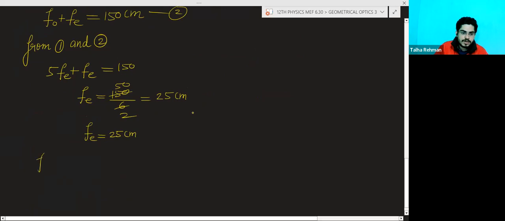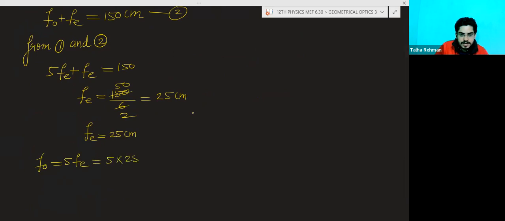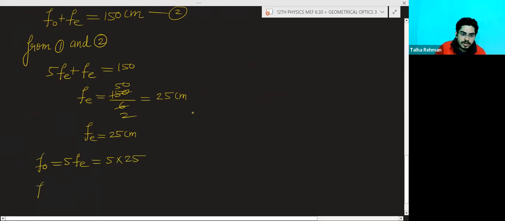So you have FO is equal to 5 times FE. 5 times FE is 25, so 25 5s are 125. So FO you will get 125 centimeter.